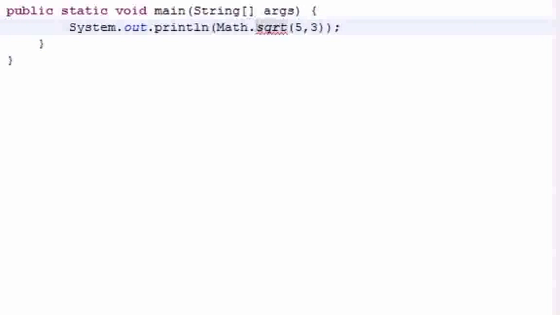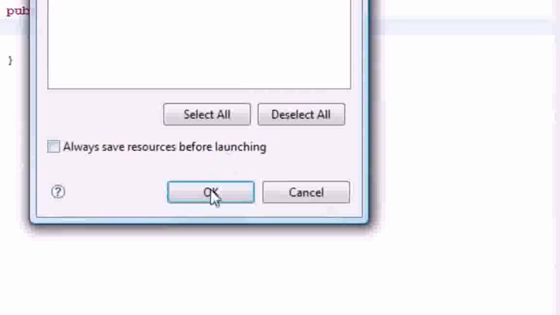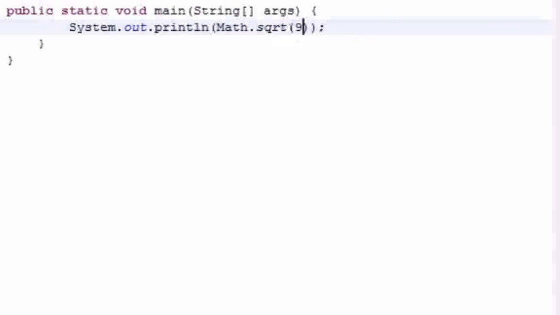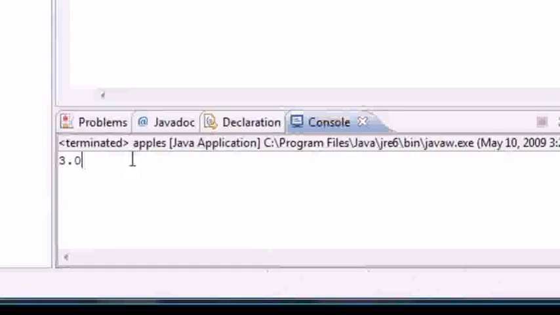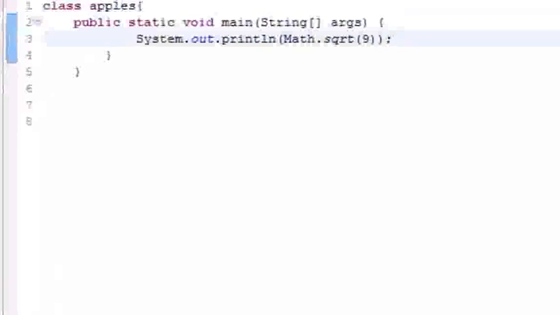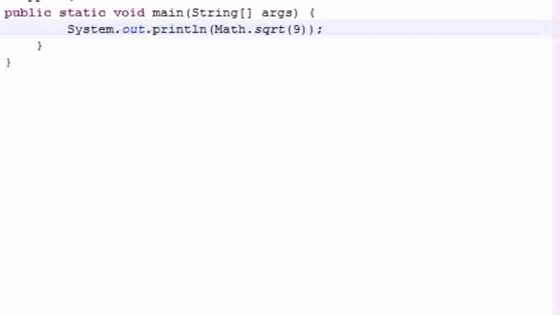It only takes one parameter, such as 9, and it finds the square root of that number. So when you run this, the square root of 9 is 3, and it outputs 3. So that's how you use your built-in methods from your math class. You want to notice that you don't need to create an object like you do when you're making your own classes. This is built in.